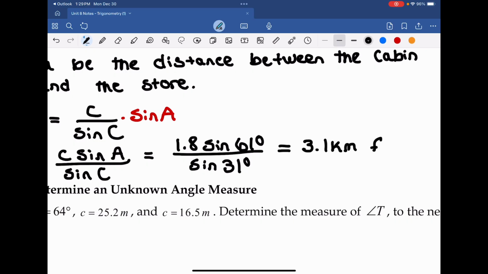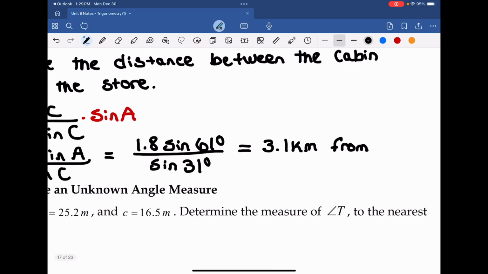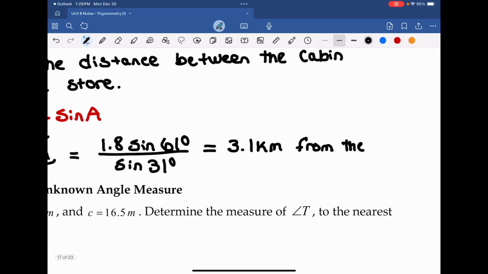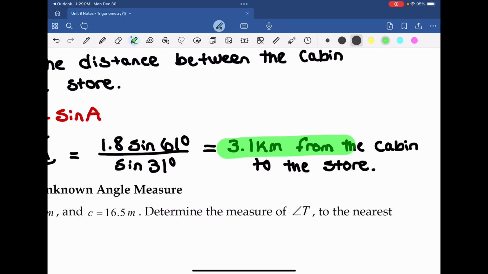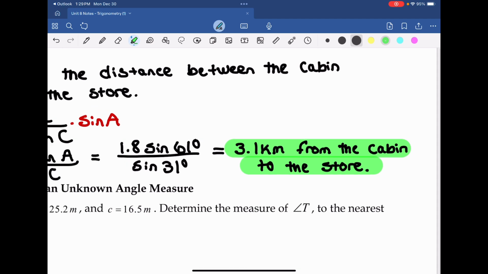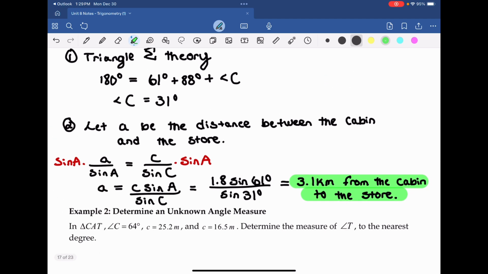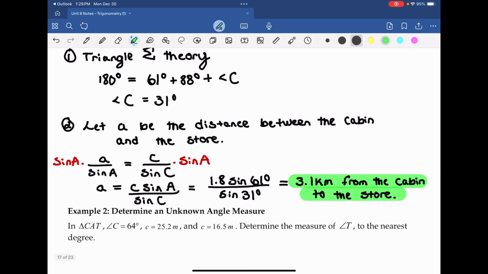So we want to just include a little sentence: 3.1 kilometers from the cabin to the store. And the reason I'm going to include a sentence is because if I just put in 3.1 and leave it at that, it might be a little bit too ambiguous, right? You need to actually have information laid out there. And I know we've defined that A was the distance between the cabin and the store, but if you, let's say, didn't include this let statement, it might be a little confusing.